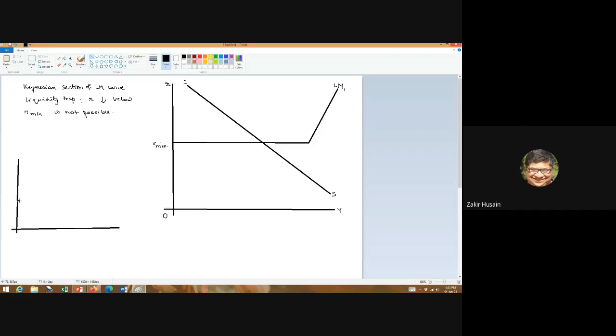So this is the liquidity trap, and these are the money supply. Right? So this is R, this is M. So money supply increases. Sorry.